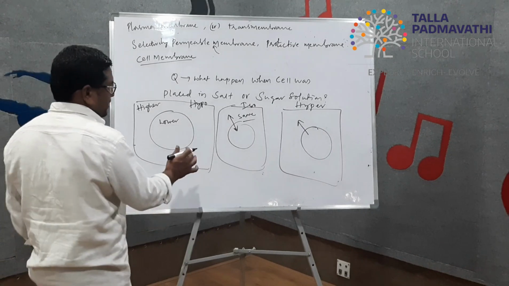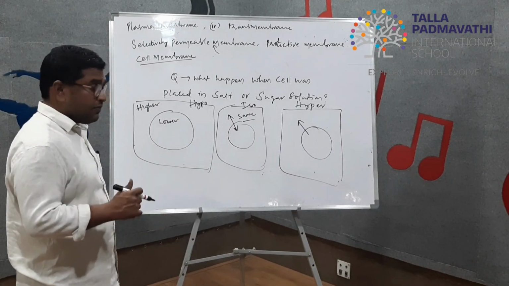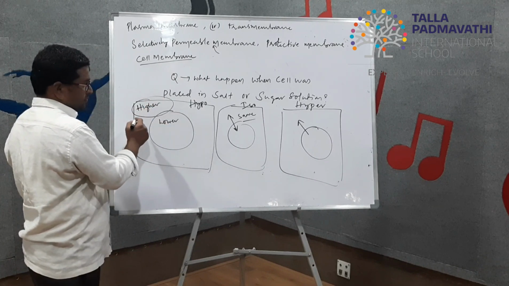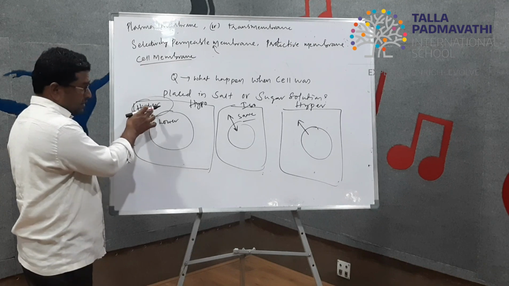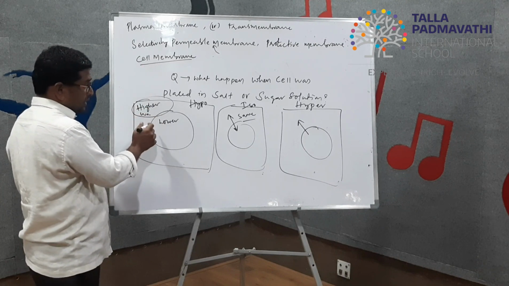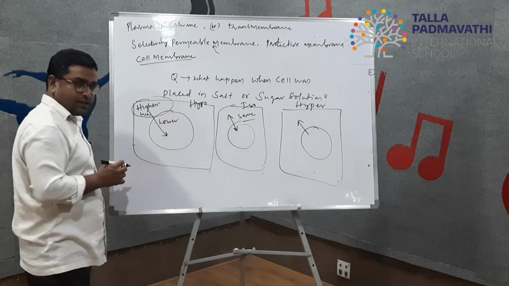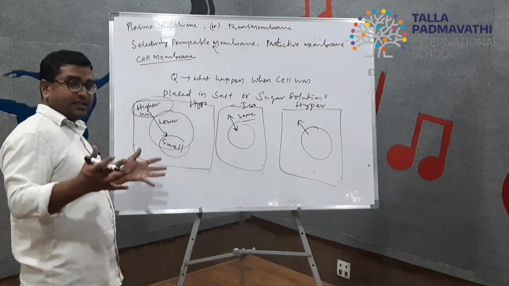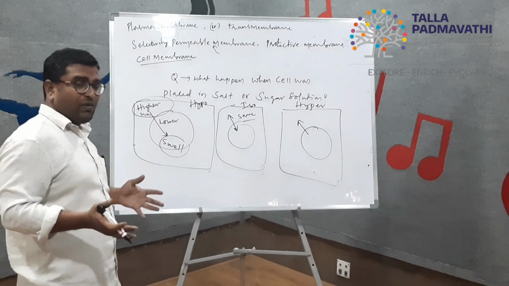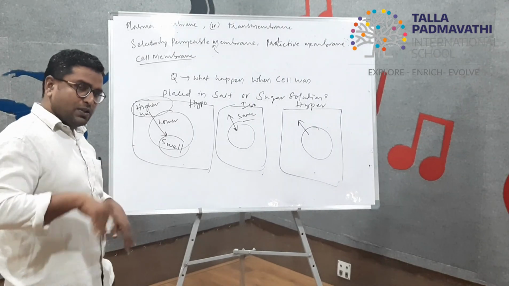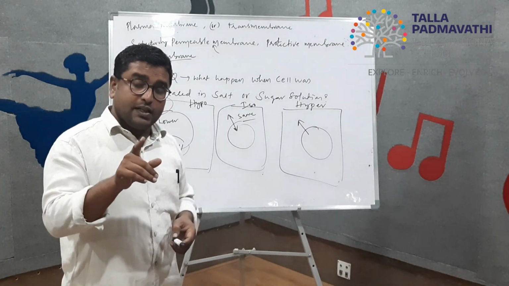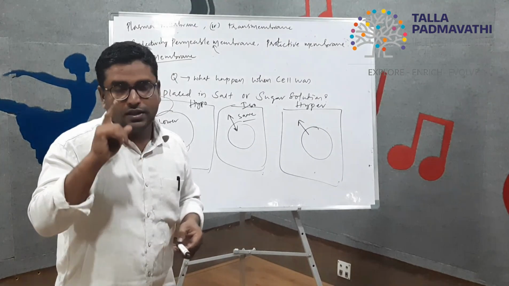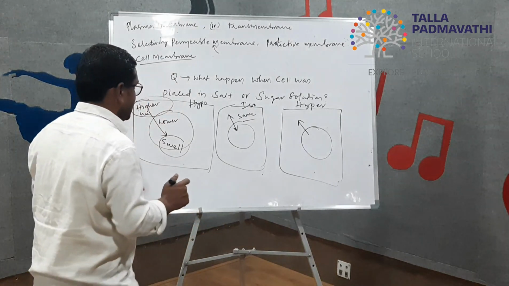Now you see, a very important thing here. What happened when the cell was placed in three different types of solution. This is higher water concentration. When higher water is present outside the cell, water will go inside by the process of osmosis and the cell will swell and increase its size. The cell gains water by osmosis. Osmosis means movement of substances towards low concentration.